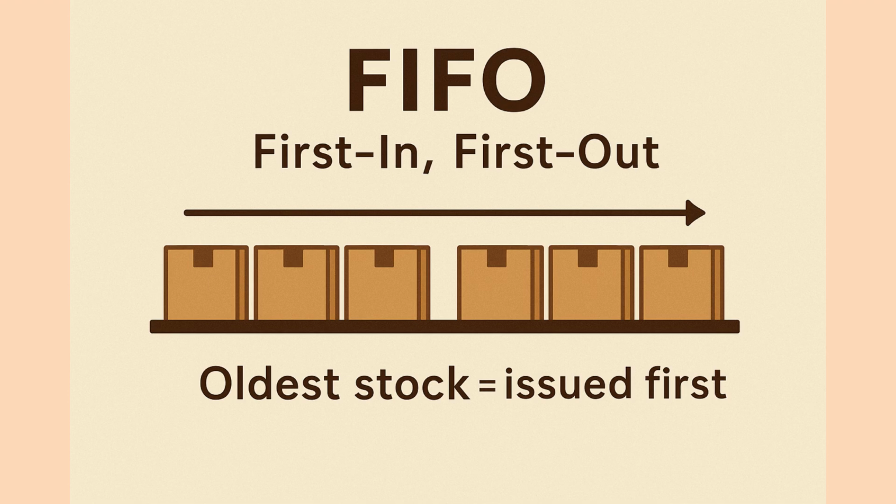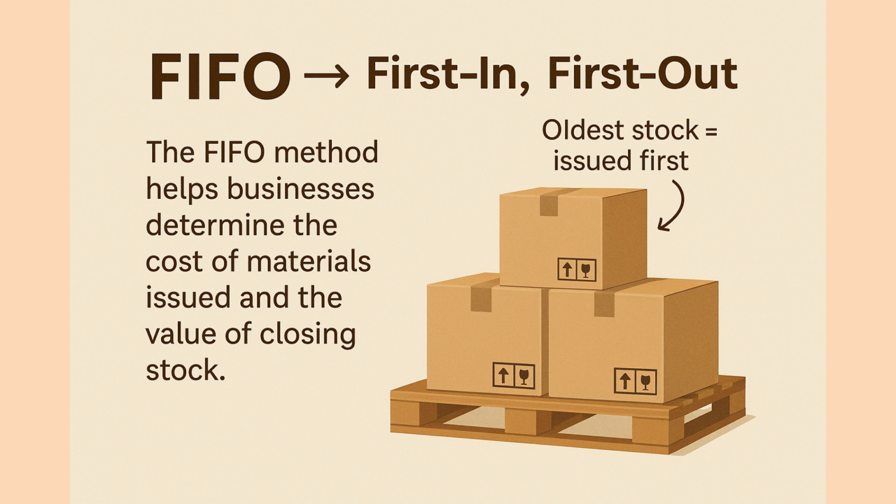In this lecture, we'll explore the first-in, first-out method of material pricing, one of the most common and examinable inventory valuation methods in cost accounting. FIFO means first in, first out. It assumes that the materials received first are the first to be issued for production. In other words, the oldest stock is used up before the newer ones. The FIFO method helps businesses determine the cost of materials issued and the value of closing stock.